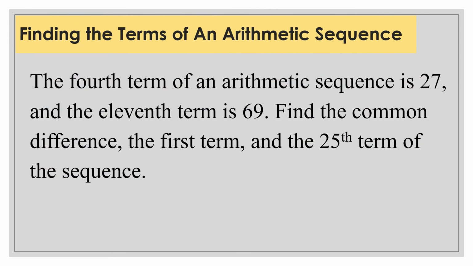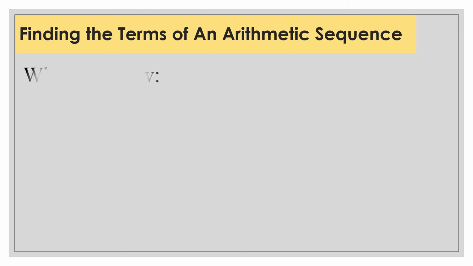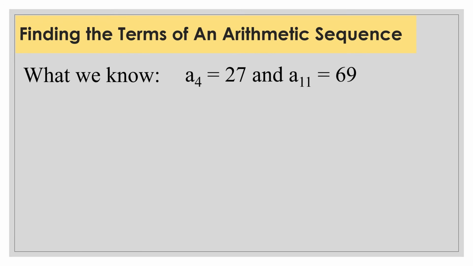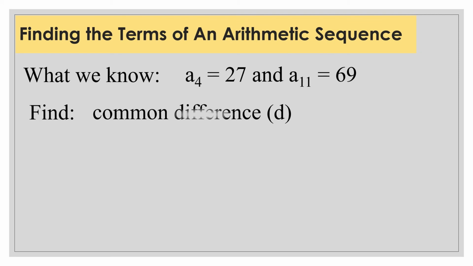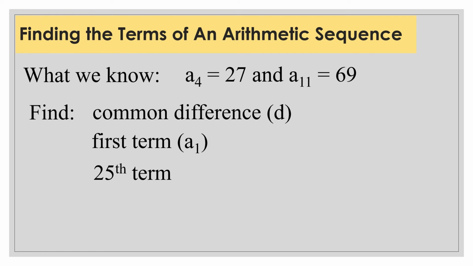Let us have another situation. The fourth term of an arithmetic sequence is 27. The 11th term is 69. Find the common difference, the first term, and the 25th term of the sequence. What we know? Fourth term is 27, 11th term is 69. What are we going to find? We need to find the common difference d, first term, and 25th term.